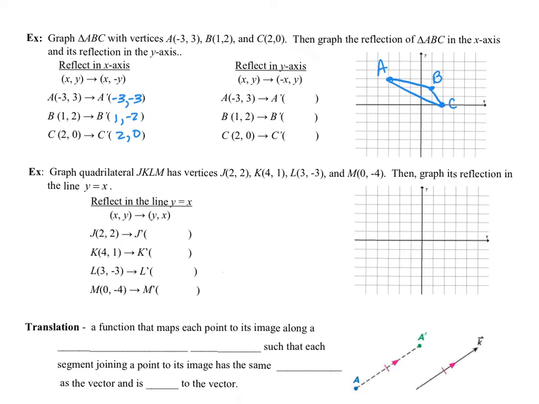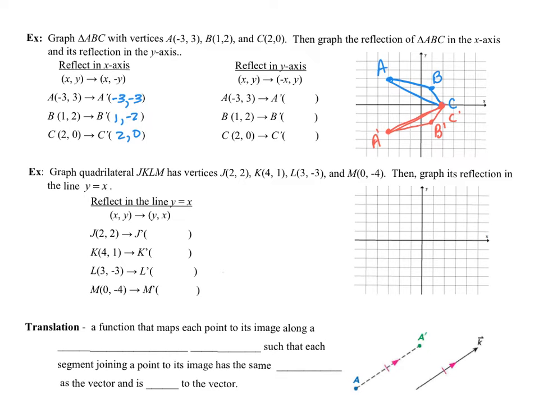Okay, so let's go ahead and plot these 3 points, and I'm going to plot them in a different color. So I'm going to plot the point A prime at -3, -3. There's A prime. And then I'm going to plot B prime at 1, -2. So there's B prime. And then C prime is going to be the same as C. Remember, we're reflecting in the x-axis. C is on the x-axis, so that means C and C prime are the same point. All right, so we'll draw that triangle, and I think you can see the reflection in the x-axis.